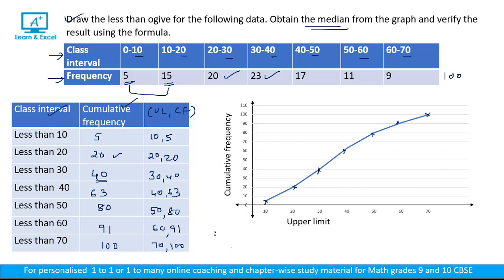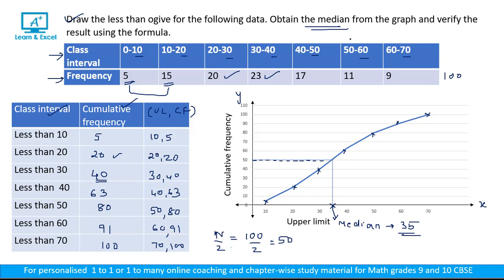Let us find the median from the graph. We find n total is 100. So let us find n by 2, which is equal to 50. From 50 on the y-axis, let us draw a line like this. Let us draw a perpendicular from this line. It is going to meet the x-axis at this point. This point is the median. So the median here from the graph is going to be 35.